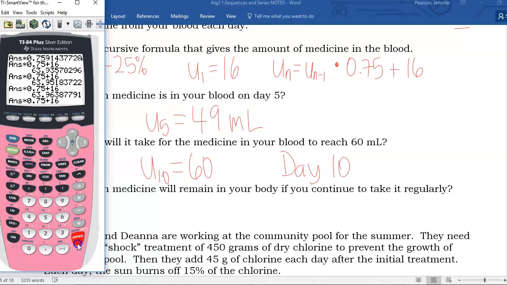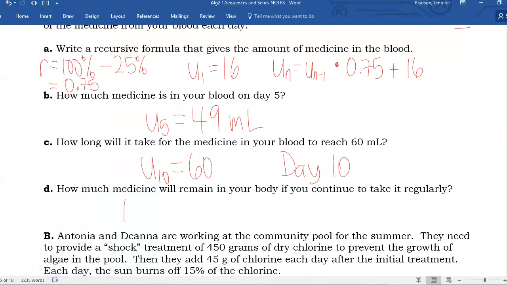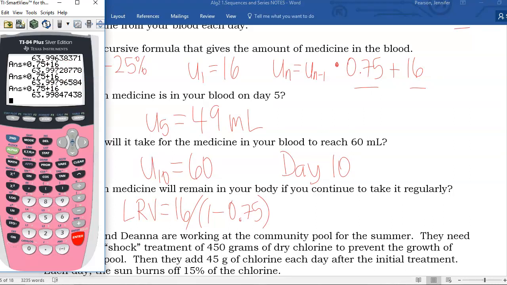And I can kind of tell right now that my long run value is going to be probably 64, but we're going to use the formula that I gave above to figure that out. To get our long run value, we need our common difference, which in this case was 16, divided by 1 minus our ratio, which in this case was 0.75. I'm writing that with parentheses because if you just type 1 divided by, it's not going to give you the right answer. We need to do the denominator first, but if I add parentheses, I can do it all in one big step.